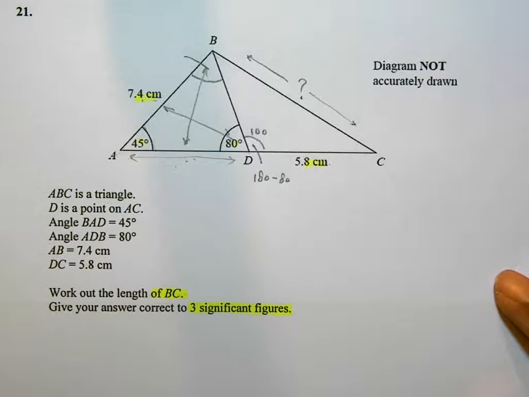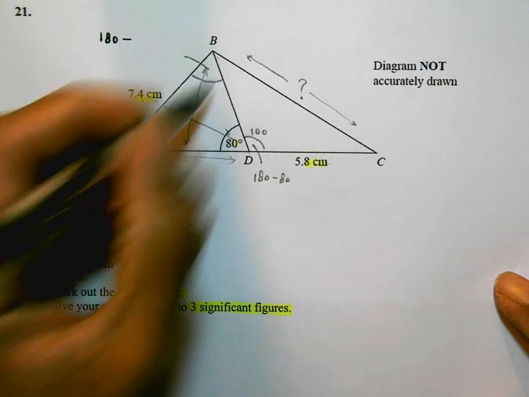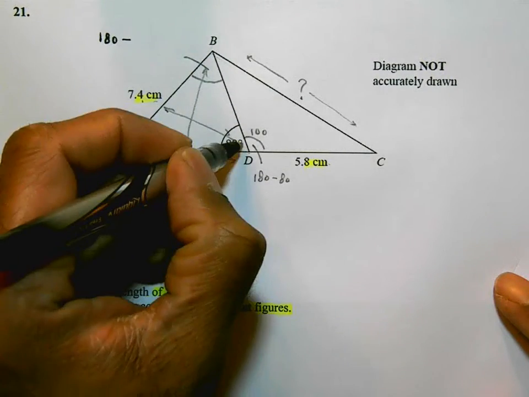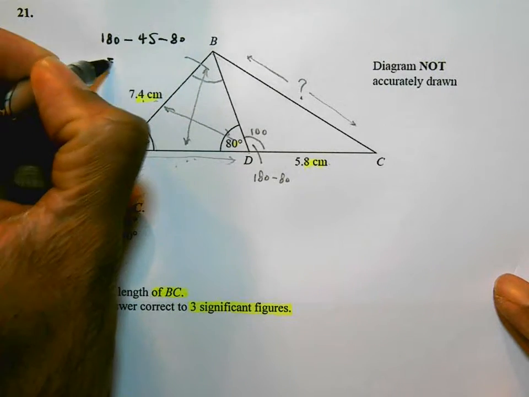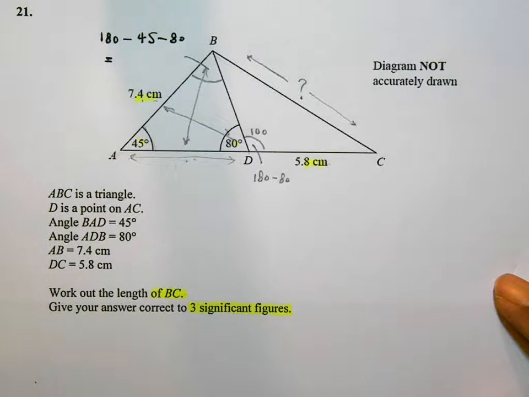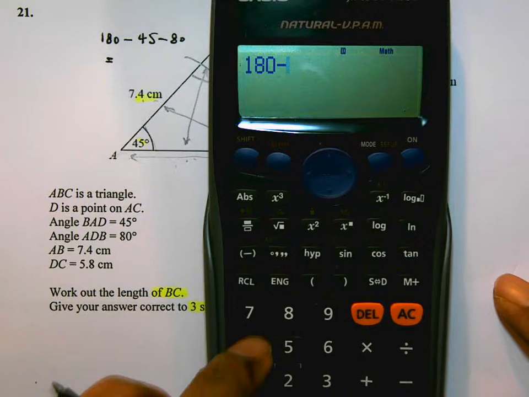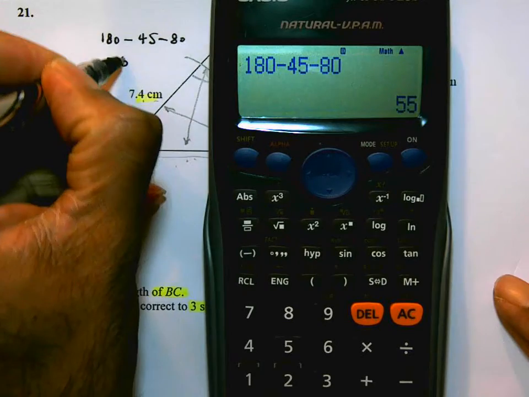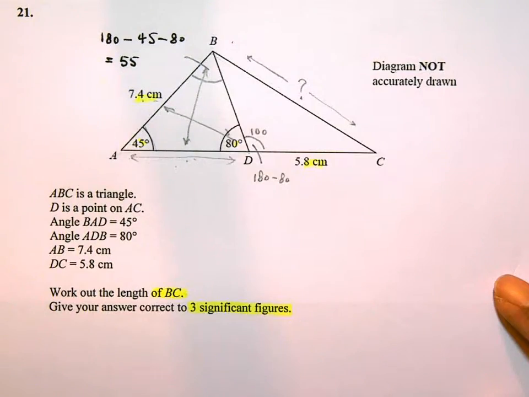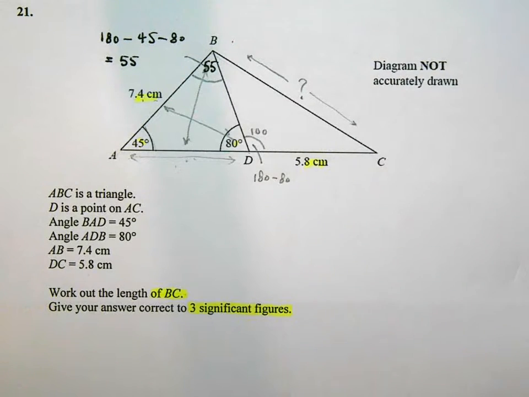That's pretty straightforward because I know two angles in this triangle. I can work out the third, and the maths that I need to do for that is pretty straightforward. The three angles in a triangle add up to 180 degrees, so 180 take away 45 and 80. I'll just use my calculator to make sure that I get the right answer. 180 take away 45 take away 80 gives me 55. So this angle at the top at B is 55 degrees.